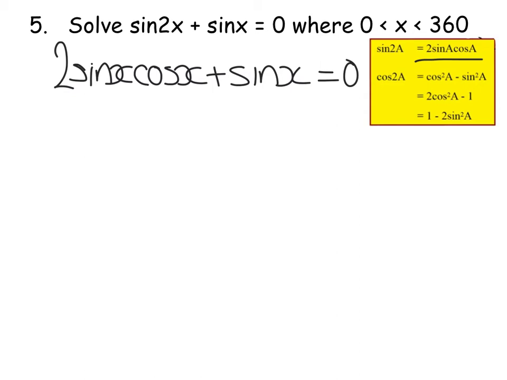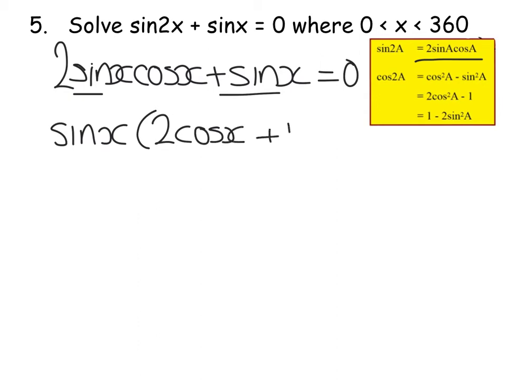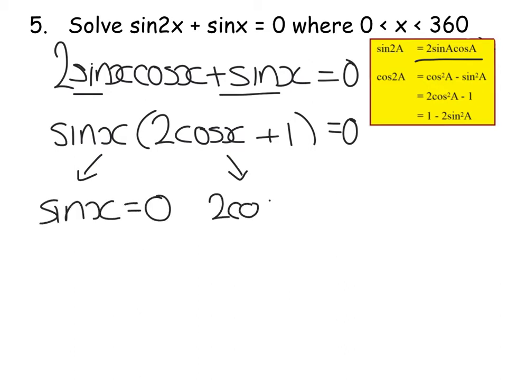Could be common factor, could be difference of two squares, could be a trinomial. In this case, you'll notice both things have got a sine x. So I take out a common factor of sine x, and that leaves me with 2 cos x plus 1 equals 0. From there, you split it into two little equations, both equal to 0. So sine x is 0, and 2 cos x plus 1 equals 0. Now I'm just going to rearrange this one, so that would be cos x equals negative 1 over 2.